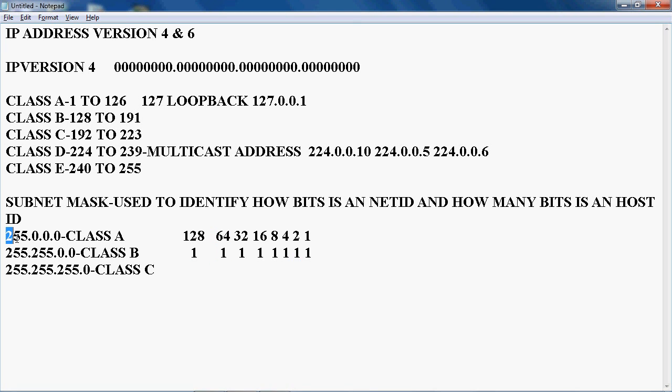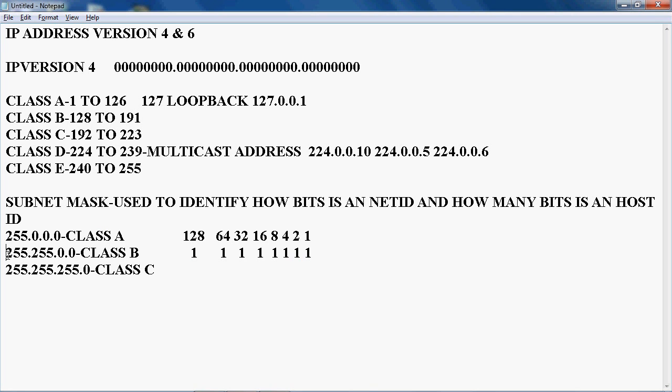So this 255 means the first 8 bits should be 1. So we can add 128 plus 64 plus 32 plus 16 plus 8 plus 4 plus 2 plus 1. So in total we get 255. So in class A, the default subnet mask is 255.0.0.0. How does the 255 come? The first 8 bits should be 1, meaning the corresponding values 128, 64, 32, 16, 8, 4, 2, 1. So in total we get 255.